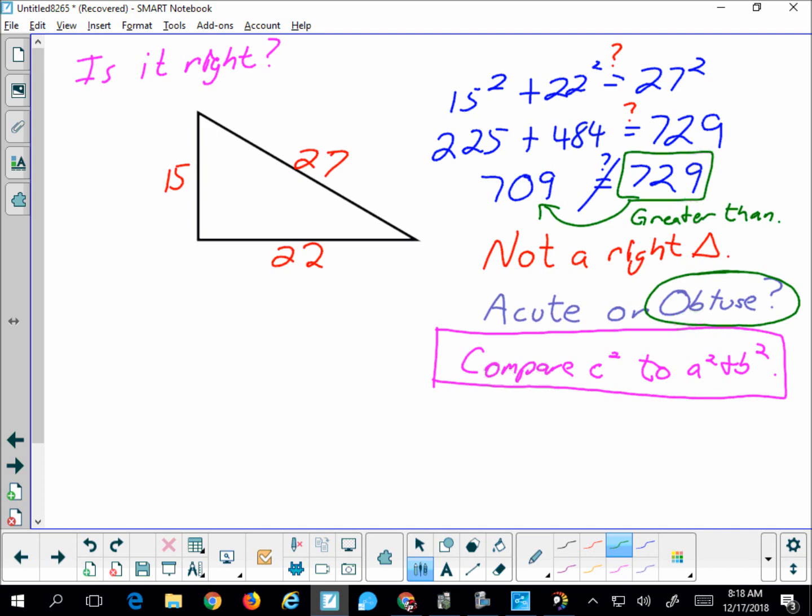And again, that's how you can stay consistent with these, because it's easy to get confused on the greater than, the less than thing. But if you always start with your c squared, compare it to your a squared plus b squared, and just determine, is c squared greater than, is this side greater than the left, or is the right side greater or less than the left? All right? Does that make sense?